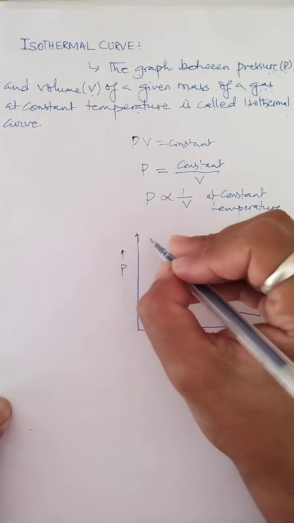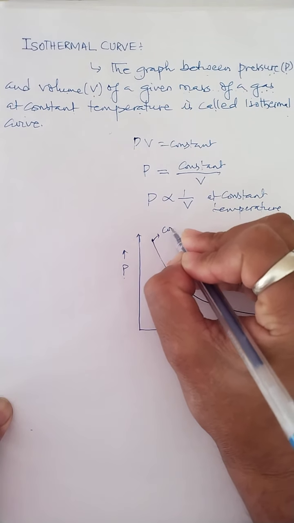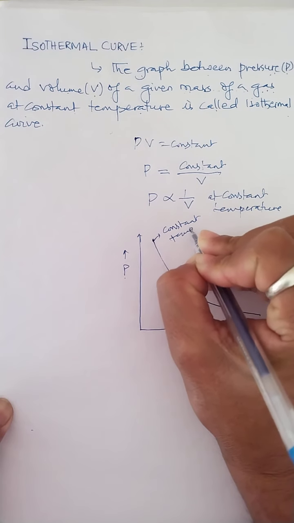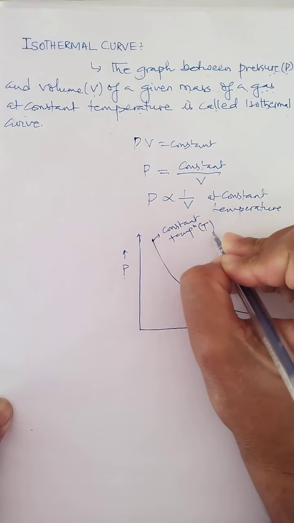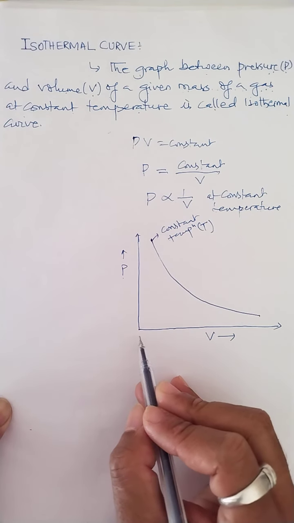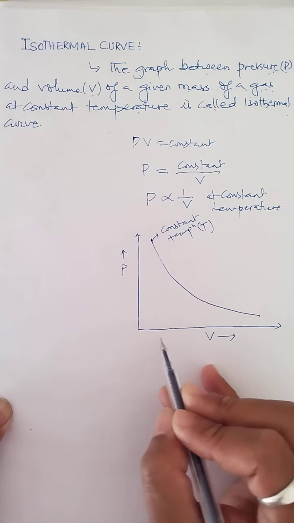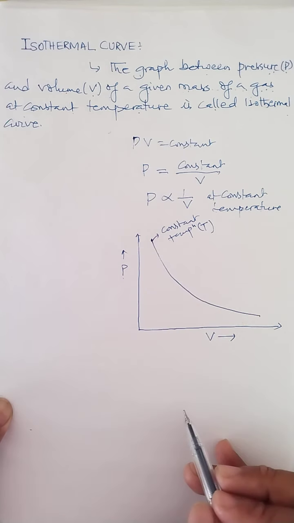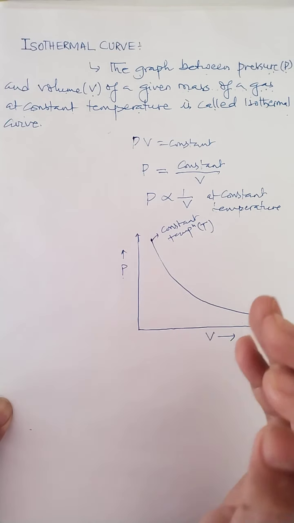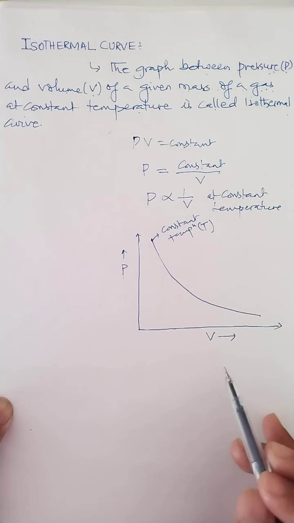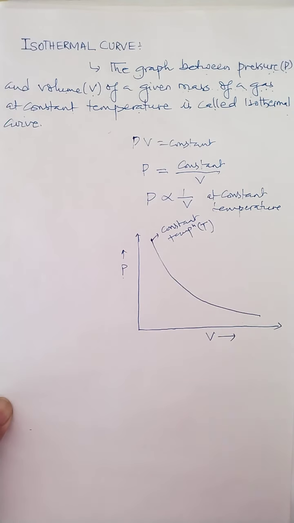And this graph is plotted at a constant temperature, which I consider to be T. You can see this graph saying that when volume increases, pressure decreases. When volume further increases, pressure decreases, but non-linearly. That's why the graph is a non-linear, curved graph, and that's why it is also called the isothermal curve.